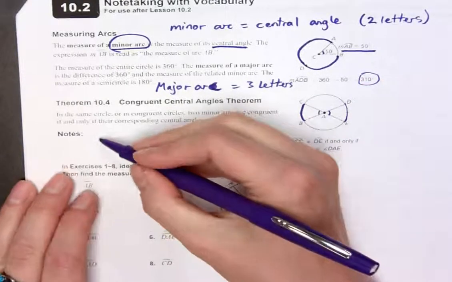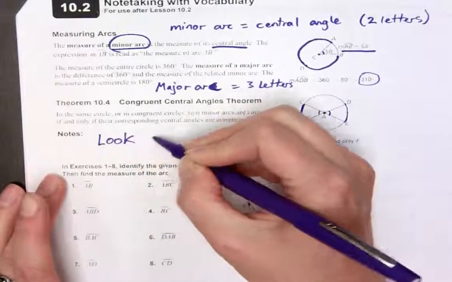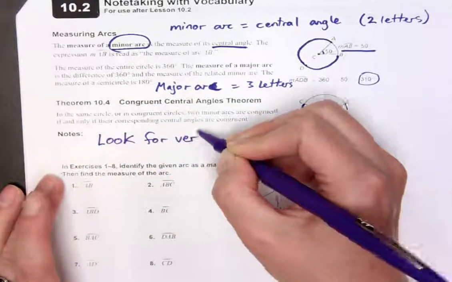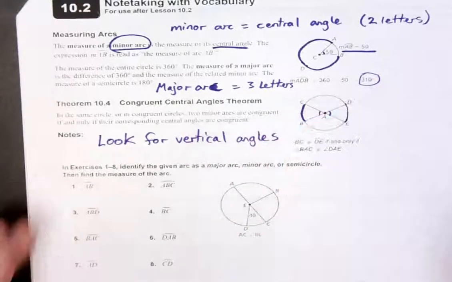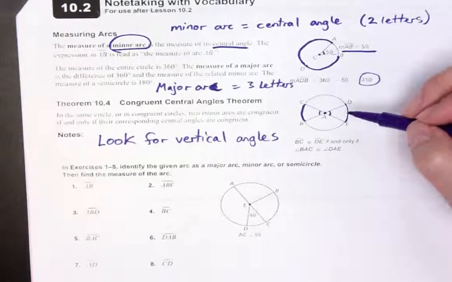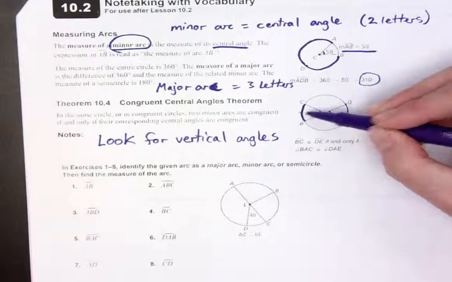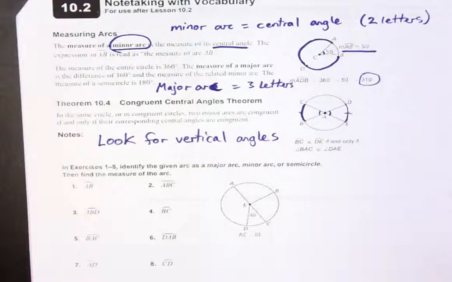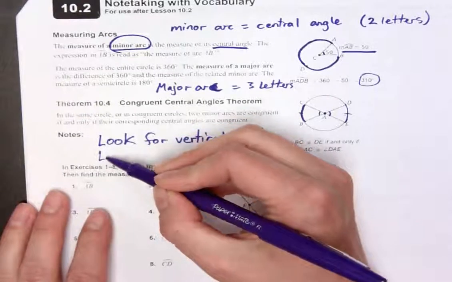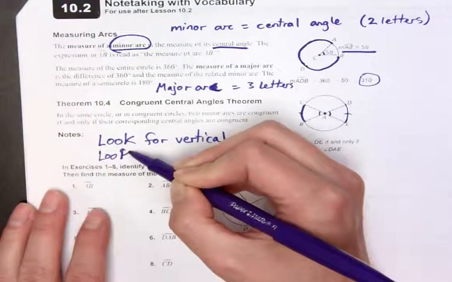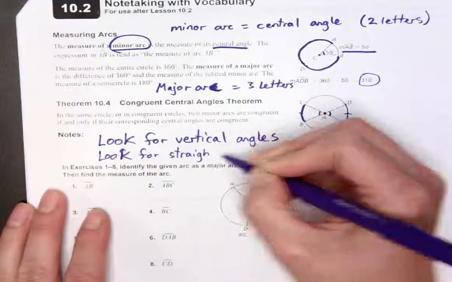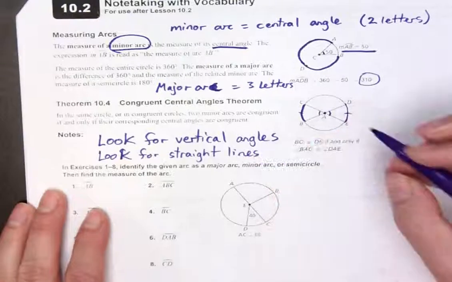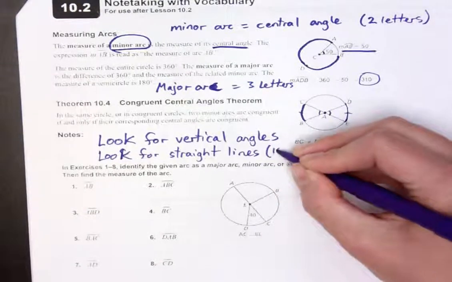Something here just to remember as we're solving problems, look for vertical angles. Because they may not always label for us if they're the same, but they may expect us just to recognize it's a vertical angle. And we also want to look for straight lines. What does a straight line measure? 180. So vertical angles equal each other, straight lines measure 180 degrees.